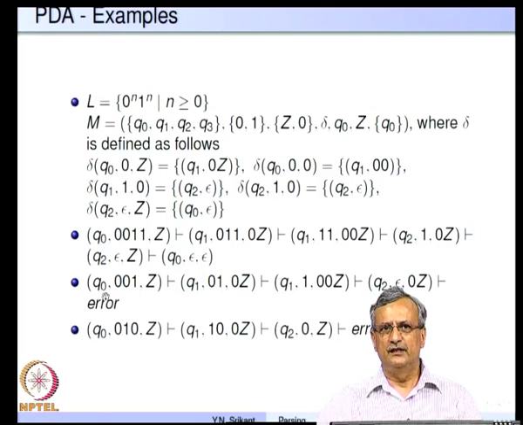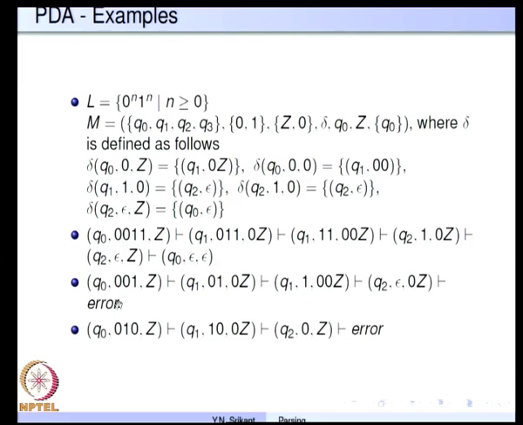And here is an illegal input, 001. So, we start pushing the 0, and then we push the second 0, we pop the first one against the 1, but then there is nothing to do. Q 2 has no other move defined. So, we end up in an error. Here also is another illegal input, 010. So, we push a 0, then we pop it against the 1, but we are left with a non-empty input and an empty stack. So, this is an error situation.